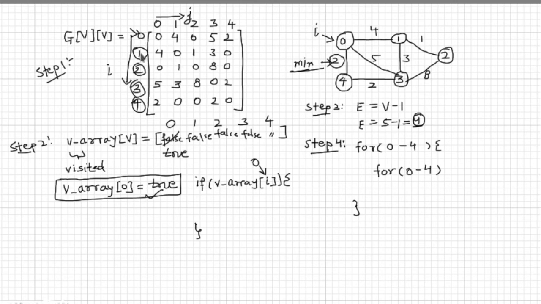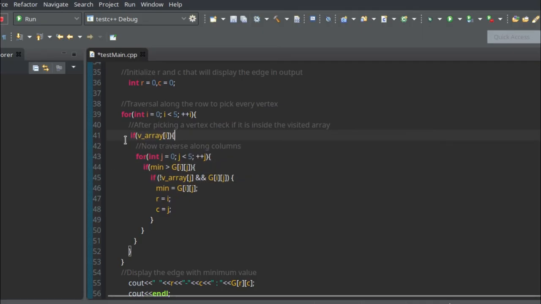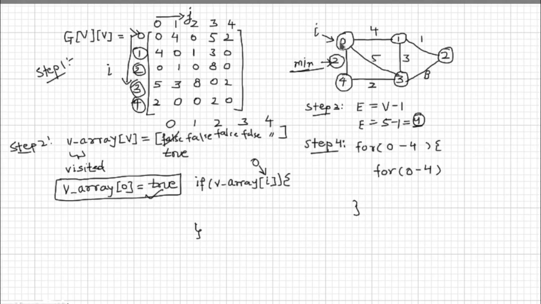So after this for loop, after this step 5, after this condition, now we are going to enter this step where we are going to traverse along the columns. So here is a for loop which traverses along the columns. So we know that first we have picked this vertex 0. So the for loop will run only at this position, because all of these are false, and this is actually because of this if condition here, which you can see.